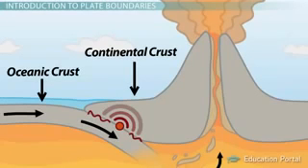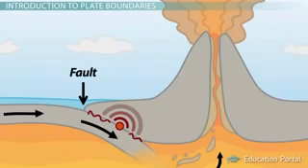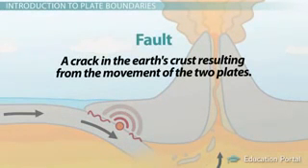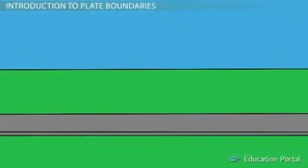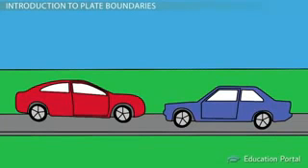The boundary where two separate plates meet is where all the action occurs and is called a fault. A fault is a crack in the Earth's crust resulting from the movement of the two plates. Getting back to the example of cars, when two cars are next to each other, there are three possible ways for the cars to move with relation to each other. Plates act in a similar manner.